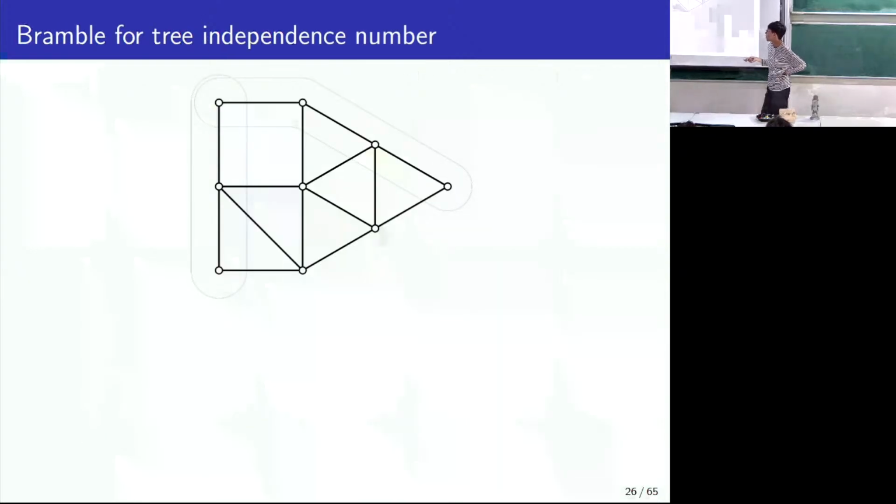Okay, so to explain how to find this purple path, I have to explain the bramble for tree independence number. The power of tree width somehow comes from the fact that it has many dual objects like bramble, tangle, well-linked set, cop strategy, etcetera. And we try to define the bramble for tree independence number. So here is a graph.